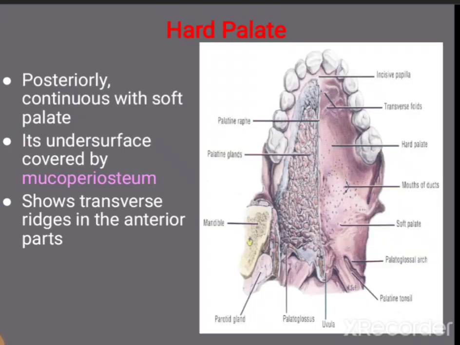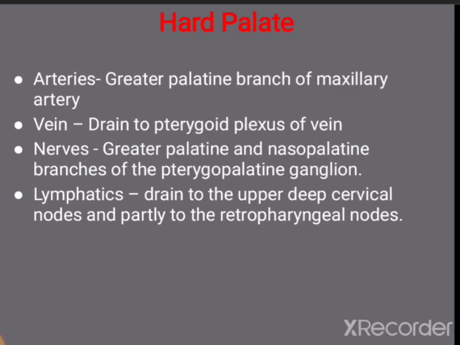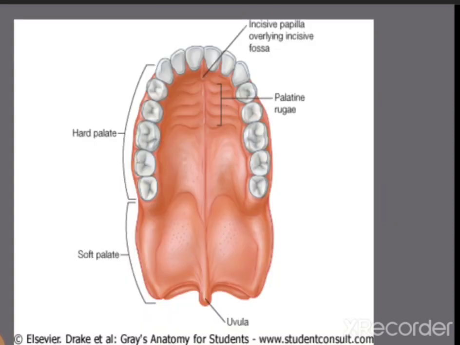As we can see in the diagram, this is the soft palate on the posterior side. Its undersurface is covered with mucoperiosteum. This is mucoperiosteum, and it shows transverse ridges in the anterior part. The hard palate is supplied by the greater palatine branch of the maxillary artery, and the vein is the pterygoid venous plexus. The nerves are the greater palatine and the nasopalatine branches of the pterygopalatine ganglion, and the lymphatic drainage is into the upper deep cervical lymph nodes and also into the retropharyngeal lymph nodes.